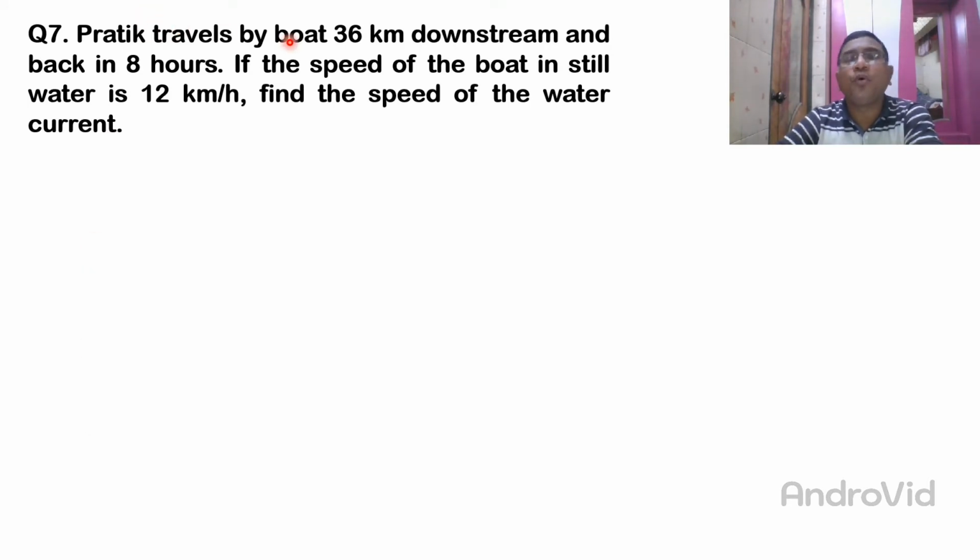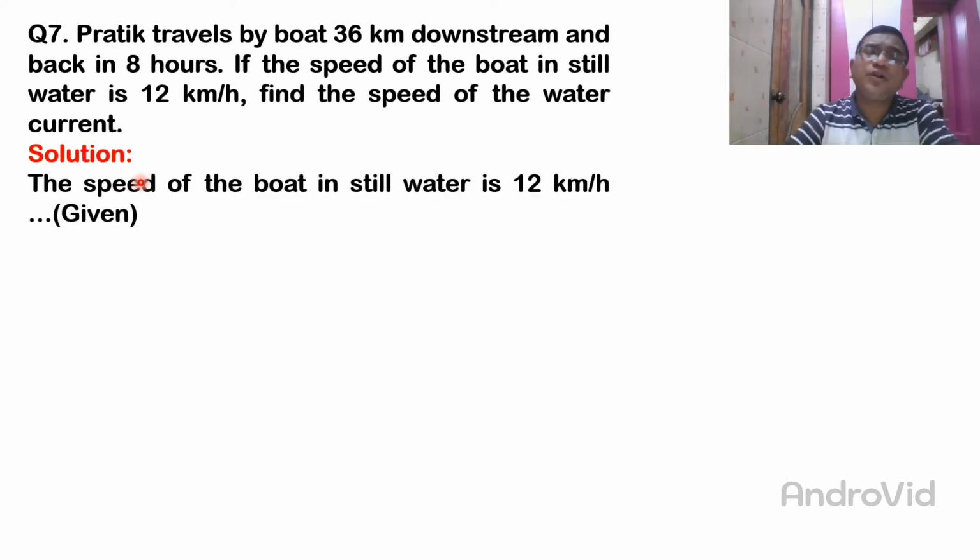Pratik travels by boat 36 km. There is a person, the name of the person is Pratik, and Pratik travels by boat 36 km downstream and back in 8 hours. If the speed of the boat in still water is 12 km per hour, find the speed of the water current. Okay. So what do you want to find out? You want to find out the water current speed.